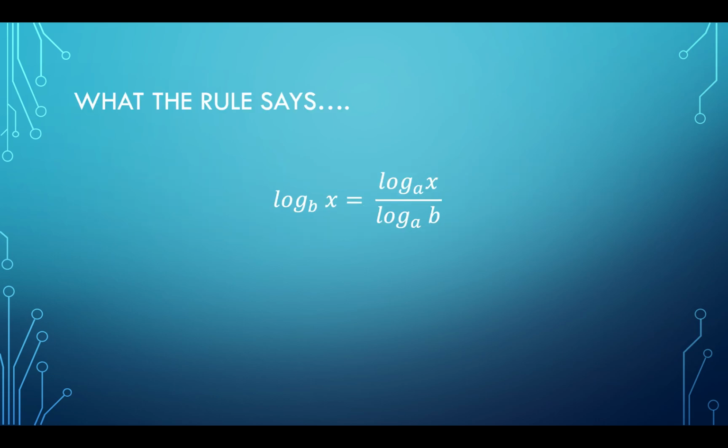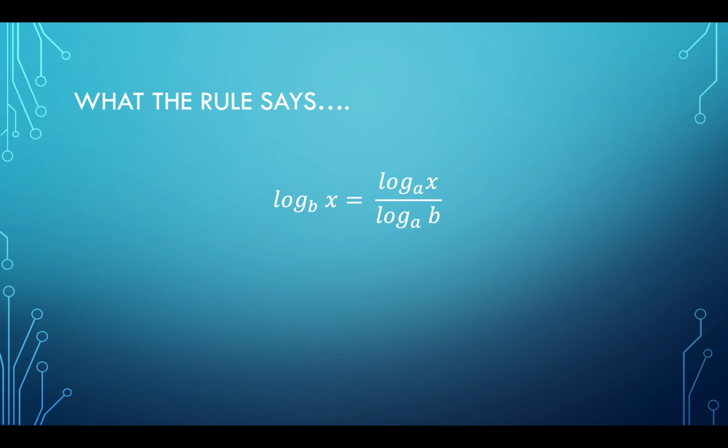So this is what the rule says, and I'm going to go ahead in the next slide and give you my interpretation of the rule. So the rule tells you log base b of x is equal to log base a of x, all divided by log base a of b.